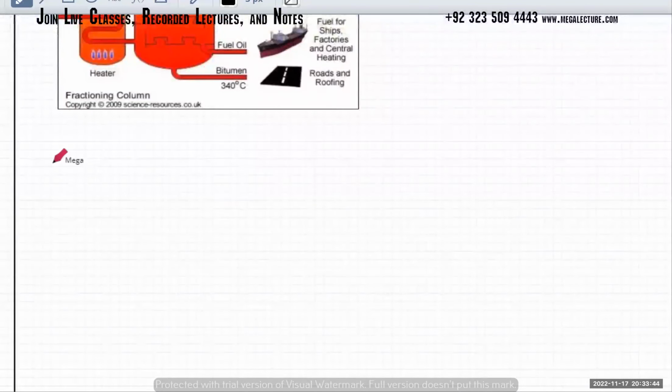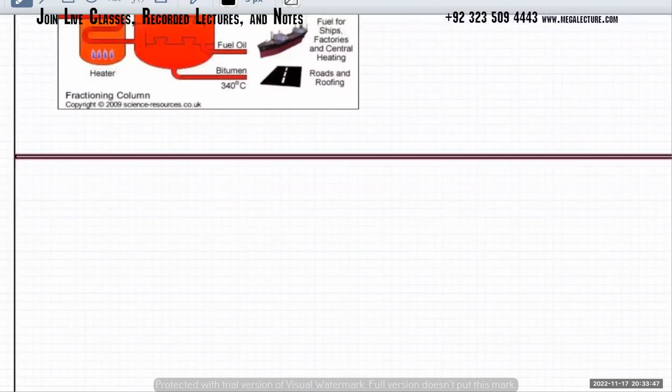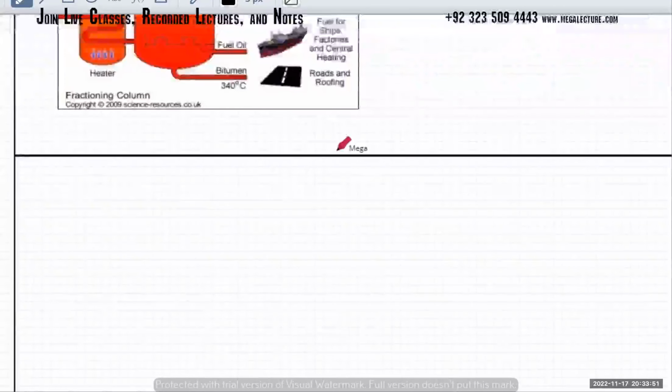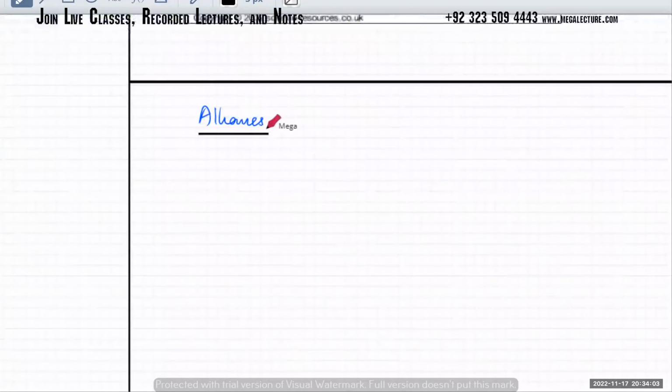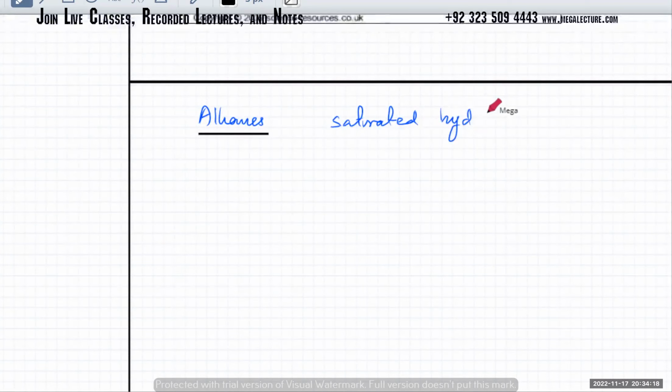अच्छा, now the next thing is, now we're going to start with alkanes. ठीक है, so we're going to start with alkanes. So what are alkanes? ठीक है, first thing, brief introduction. You've got a thing called alkanes. These alkanes are known as saturated hydrocarbons.